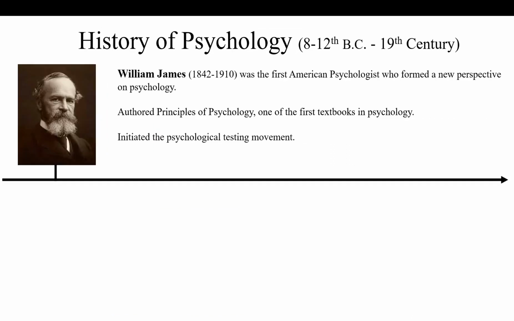Our next figure in psychology was William James. He was the first American psychologist who formed a new perspective on psychology. Some of his most notable achievements included that he authored The Principles of Psychology, one of the first textbooks in psychology, and he initiated the psychological testing movement.